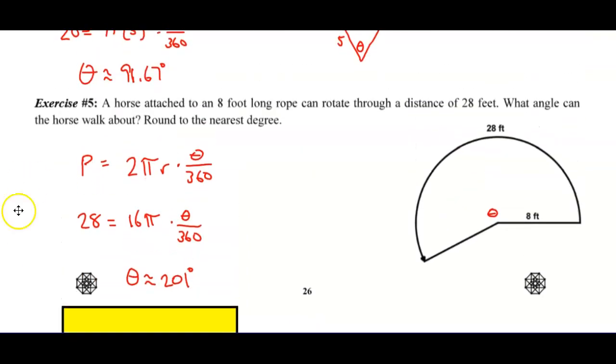The whole key to this lesson is this theta over 360. We already know a circumference formula, we already know an area formula. It's just to apply those formulas to this fraction, or apply the fraction to those formulas, and then we can establish an arc length or a sector area.